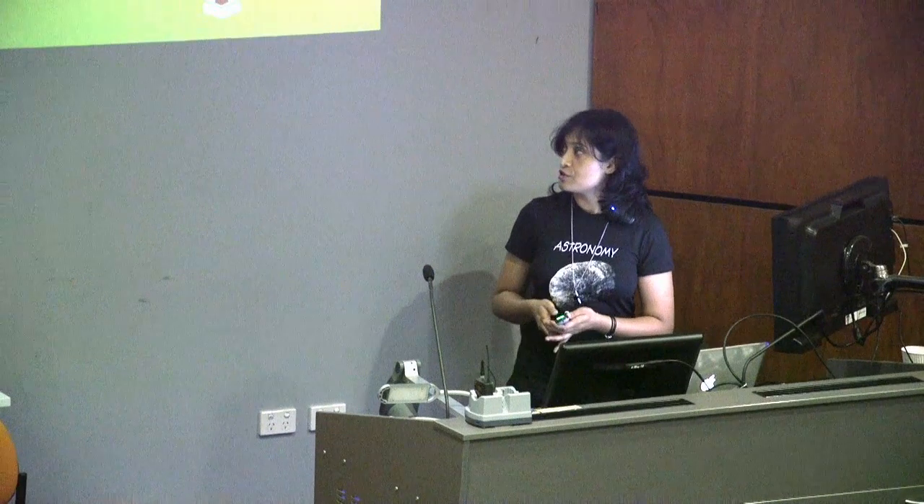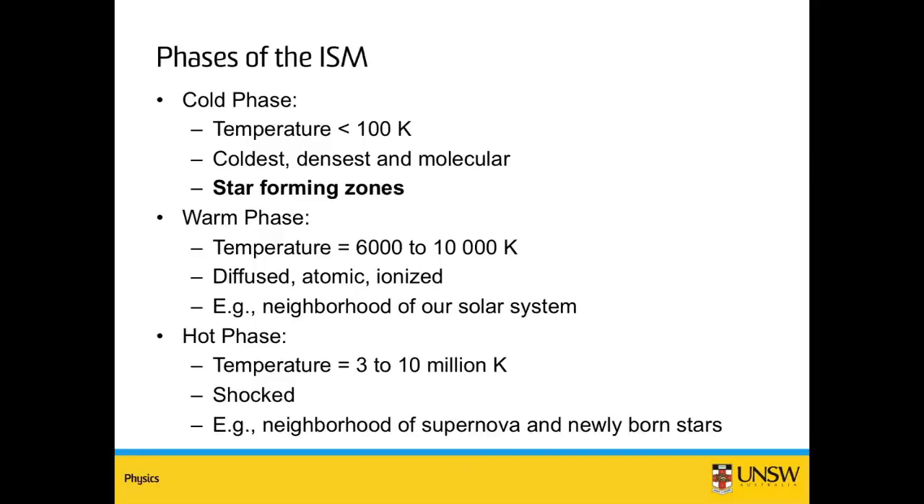So we can have 3 different phases of the ISM. We have got cold phase, hot phase, and warm phase. To understand the cold phase, it has a temperature less than 100 Kelvin. It is the coldest part, densest part, and it's more molecular inside it. And this is the main star forming zone. So not all the other parts of the interstellar medium form stars.